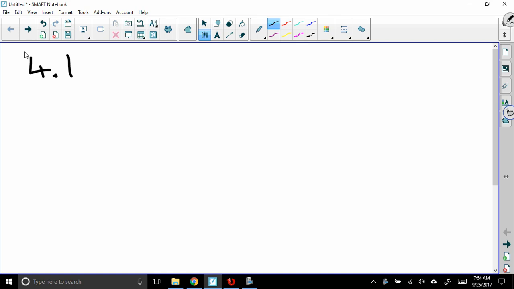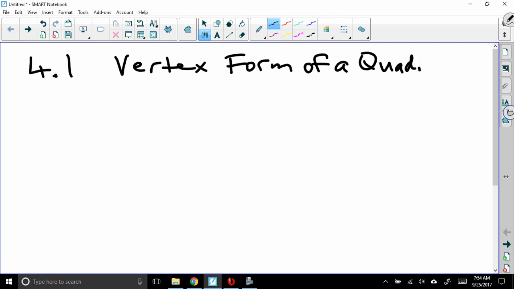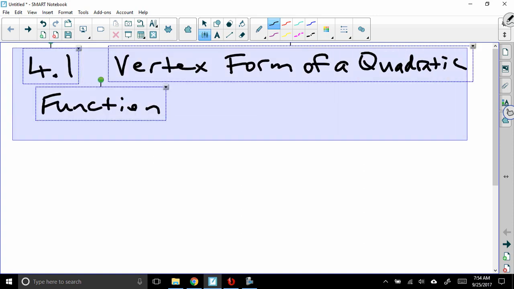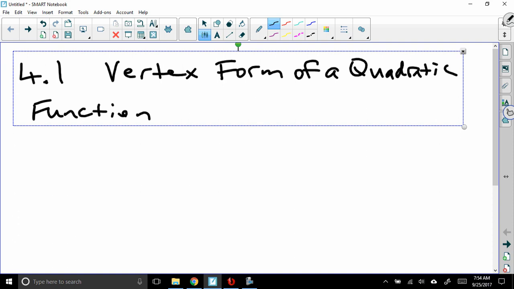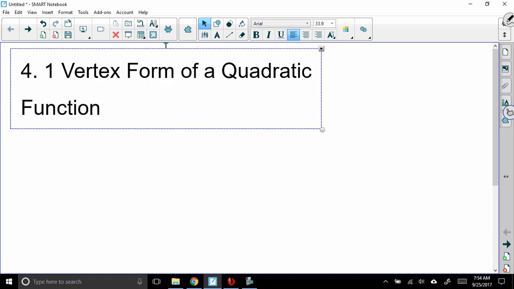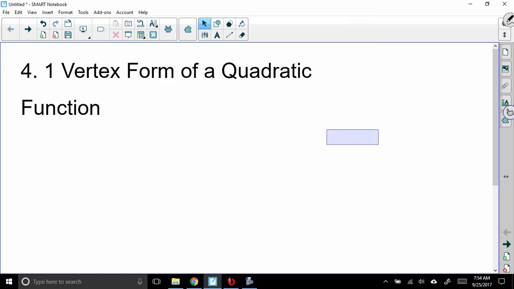So anyway, Chapter 4, Section 1, the title is Vertex Form of a Quadratic Function. Vertex form of a quadratic function.